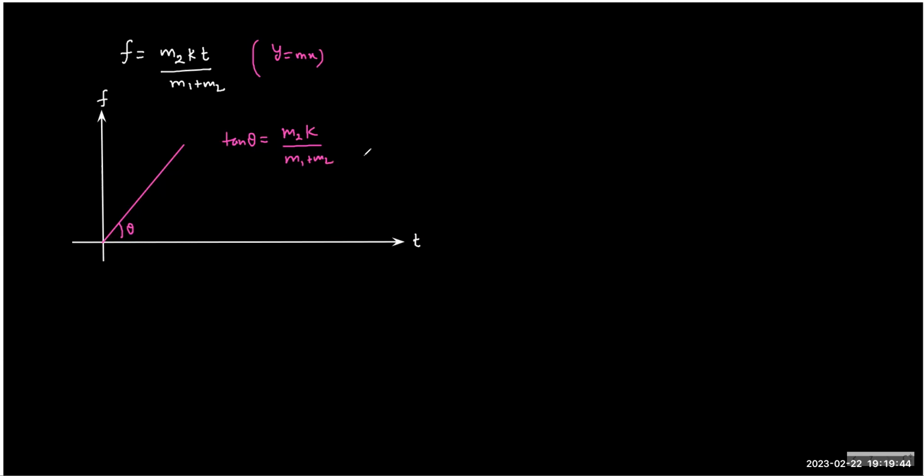Okay, you guys don't understand maths and physics together, right? You either understand math or you understand physics. But if there is a relation, you don't understand, right? No problem. So the slope of this graph is m2k by (m1 plus m2), because see, the t is like x and the f is like y. So whatever is the coefficient of x is the slope, isn't it?